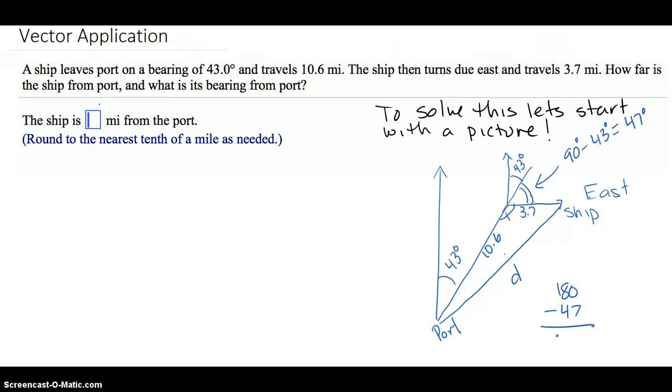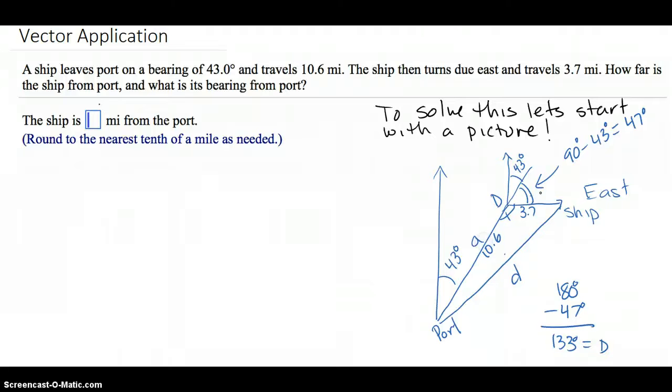Since this angle right here is 180, we know the angle right here is 180 minus 47, which is 133 degrees. So let's call that angle D. We know that D is equal to 133 degrees. So I'm going to use law of cosines.